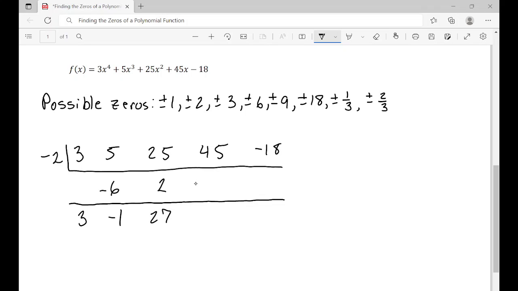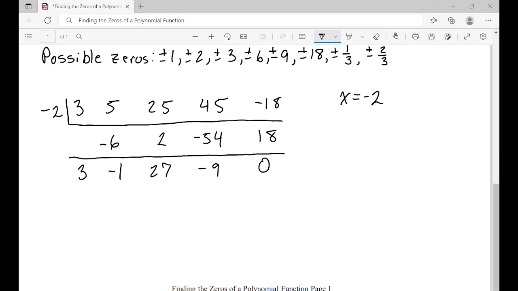27 times negative 2 is negative 54. 45 and negative 54 is negative 9. Negative 9 and negative 2 is positive 18. Negative 18 and positive 18 is 0. So we have one of our zeros, which is negative 2. So x equals negative 2. And again, this is a degree 4, so there's up to 4 zeros.